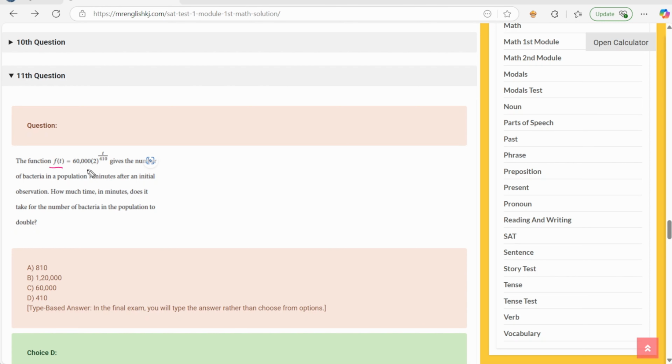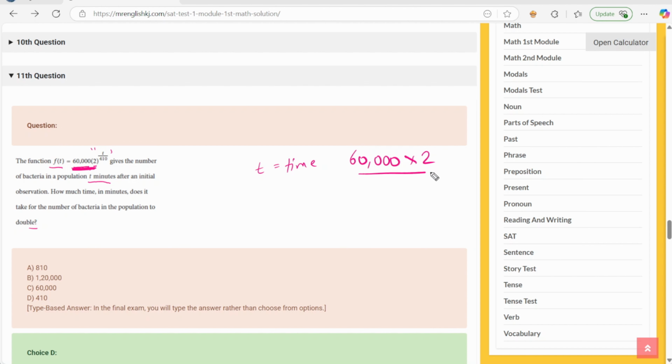The function f(t) equals 60,000 multiplied by 2 to the power of t divided by 410 gives the number of bacteria in a population t minutes after an initial observation. So t is time, in minutes. How much time in minutes does it take for the number of bacteria in the population to double? The number of bacteria, this 60,000 we are talking about. How much time will it take for 60,000 to double? Obviously we multiply it by 2, right?